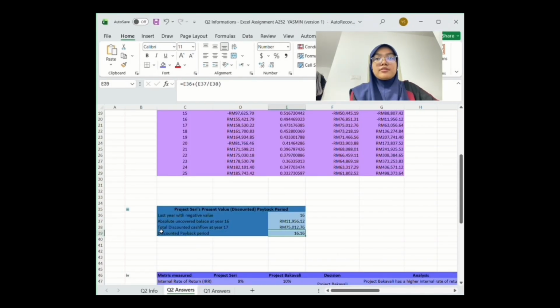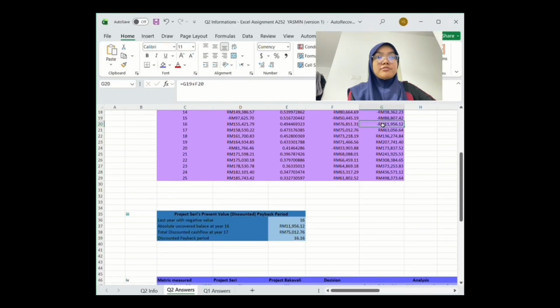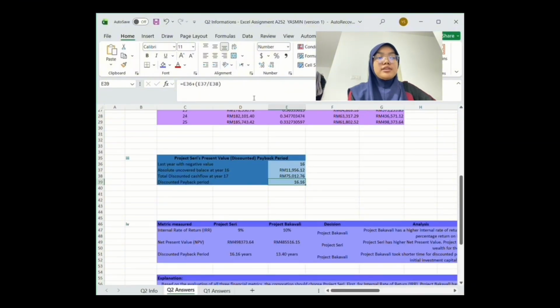Next is question 3, which is calculating the present value payback period. This metric estimates how many years are required to fully recover the original cash outlay on a discounted basis. To perform this, I located the final year showing a negative cumulative present value. For example, Project Seri is year 16. I then took the remaining uncovered capital and divided it by the incoming discounted cash flow of the next period. Lastly, I added that fraction to the final negative year count. So here is the formula.